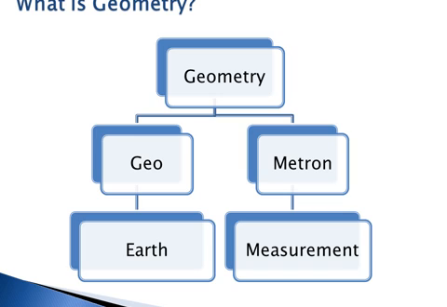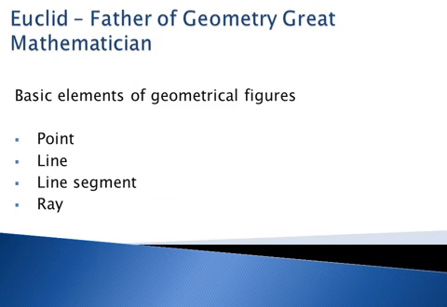For example, the sun. The sun is circular in shape. Hills are triangular. Our house, our school building is rectangular or square. Your books, bags, tiffins, everywhere on the earth there is geometry. Euclid, the great mathematician, is the father of geometry.